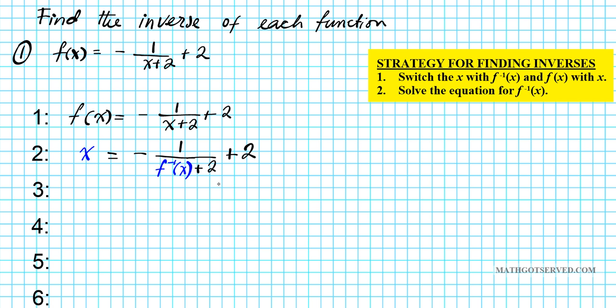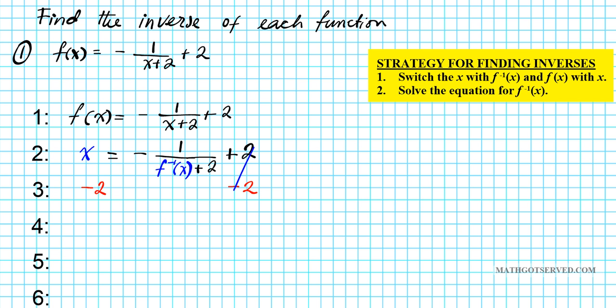Now we're going to solve for f inverse of x. First, we're going to subtract 2 from both sides. We'll then reciprocate both sides of the equation to have the inverse upstairs. We can multiply by negative 1, and then we'll subtract 2 to finish off the problem. So let's start off by subtracting 2 from both sides of the equation. On the right side, positive 2 minus 2 add up to 0.